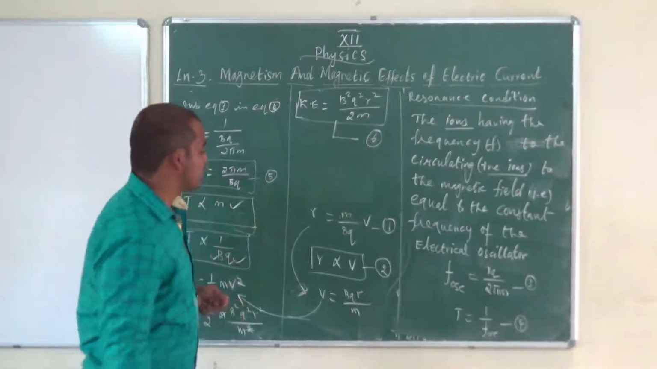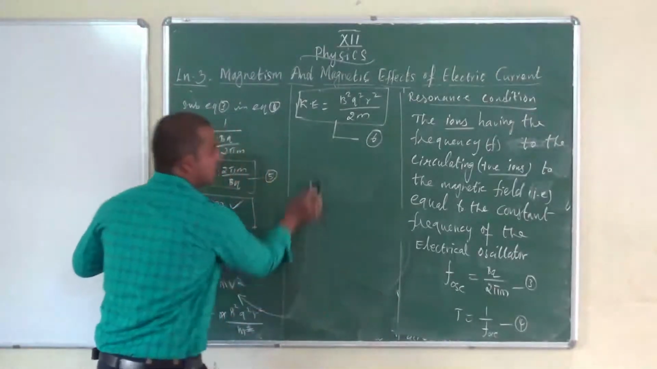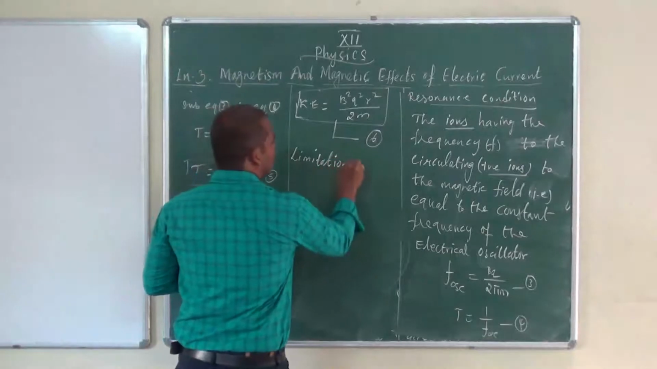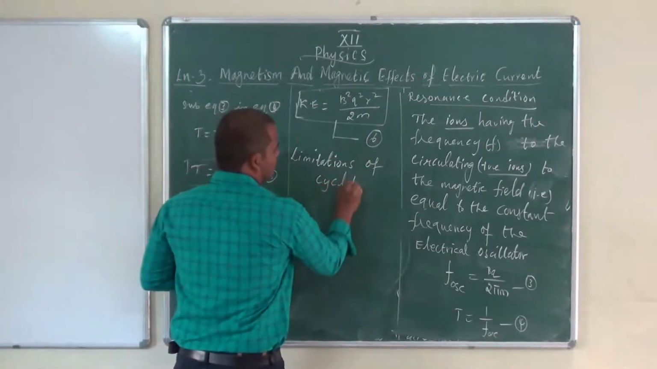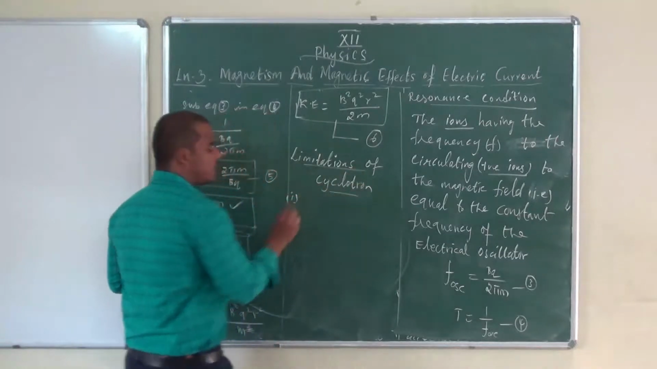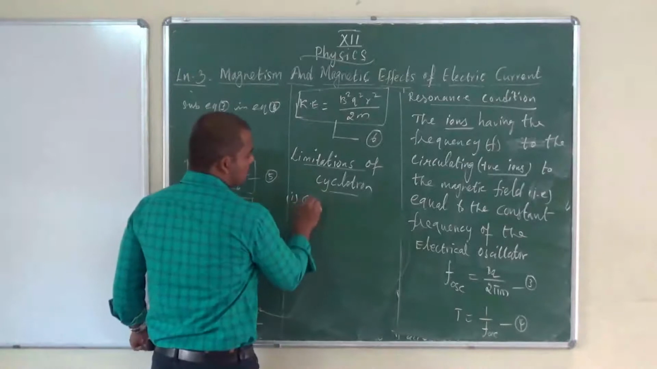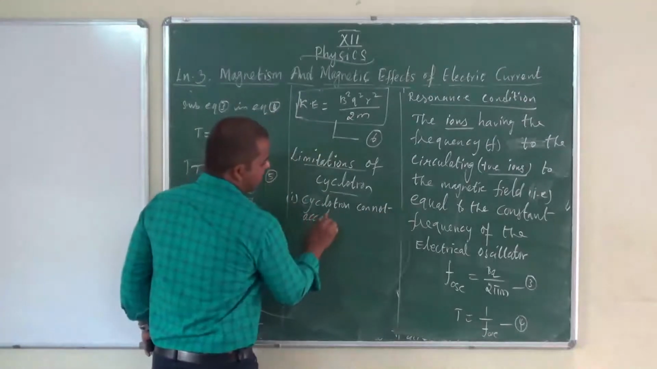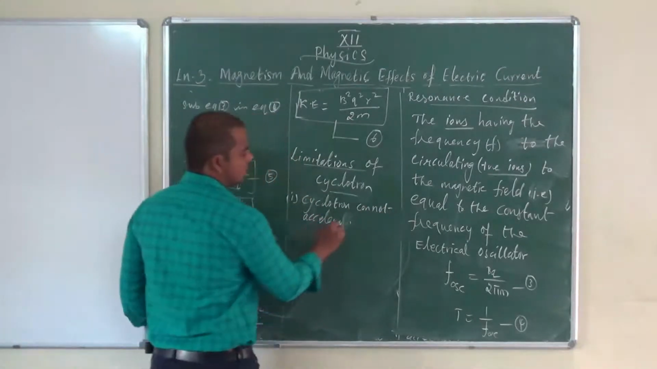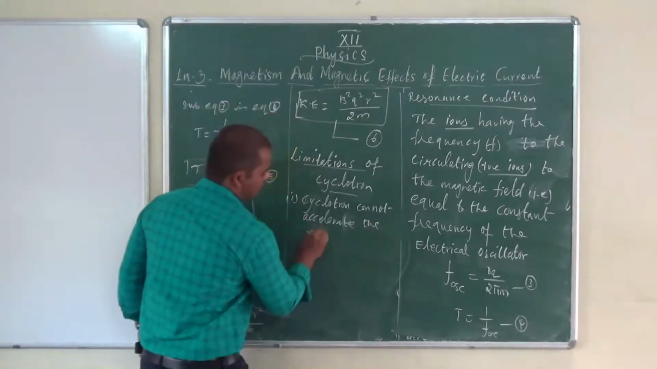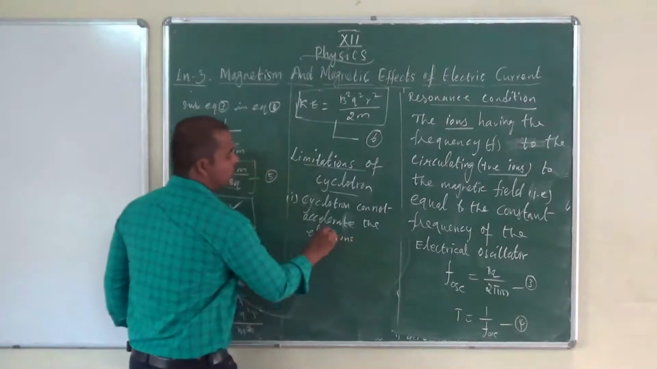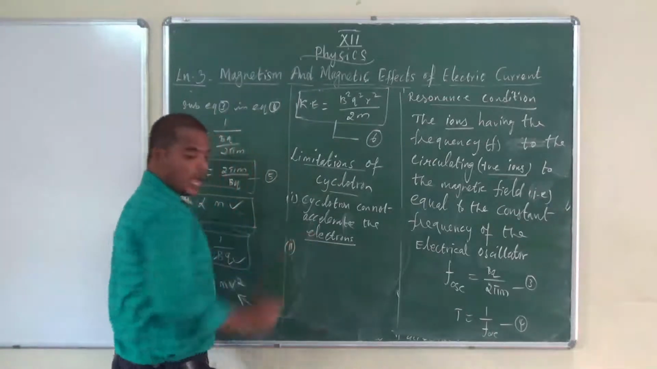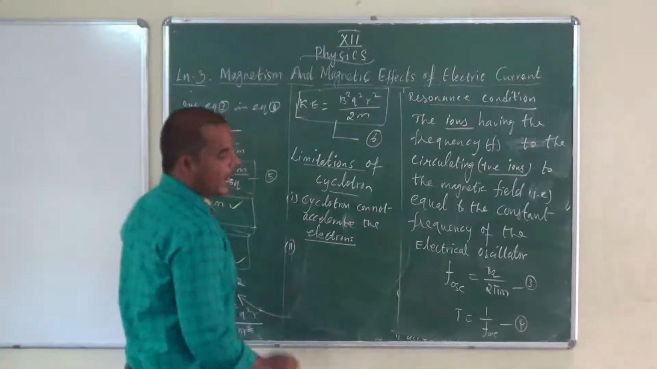Next, we are going to discuss a very important 2-mark question; sometimes they will ask for 3 limitations of cyclotron. First point: the cyclotron cannot accelerate electrons. And uncharged particles also cannot be accelerated.